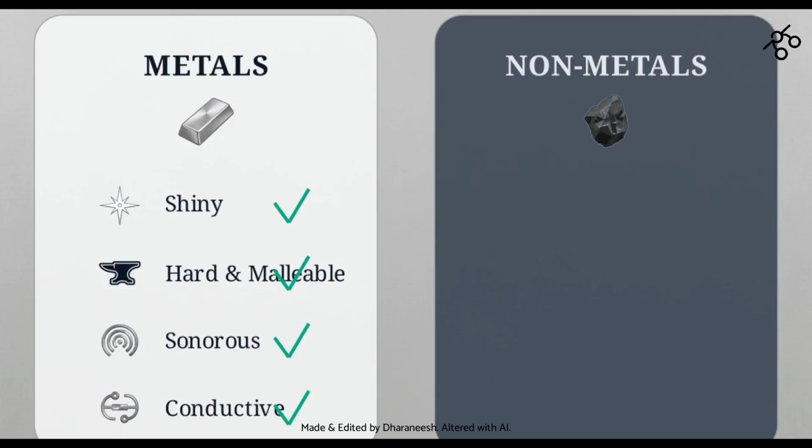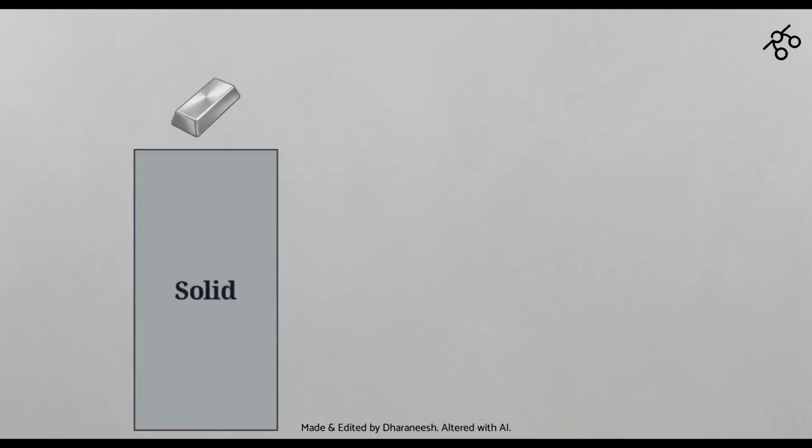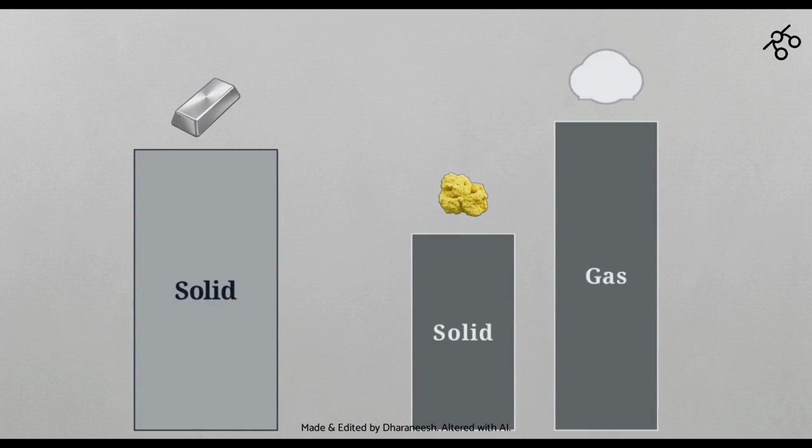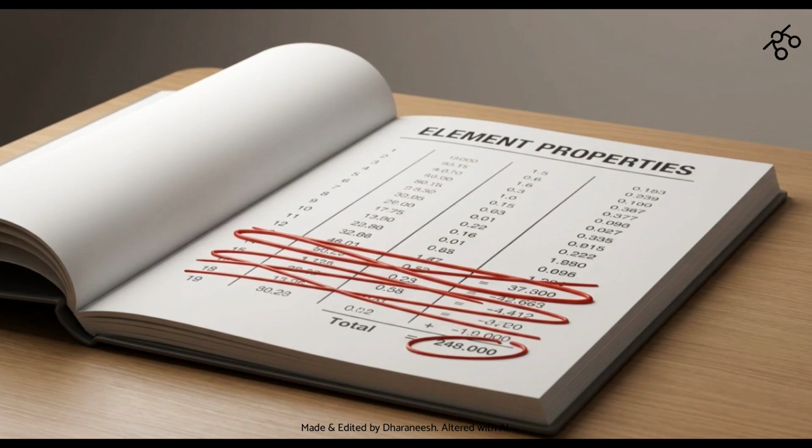Nonmetals offer the exact opposite profile. They are dull, brittle, non-sonorous insulators. And while most metals are solid, nonmetals exist as solids, gases, and uniquely, in the case of bromine, as a liquid at room temperature. But as our laboratory tests showed, the physical rules of the universe are not absolute laws.